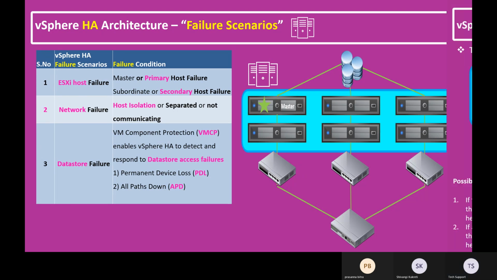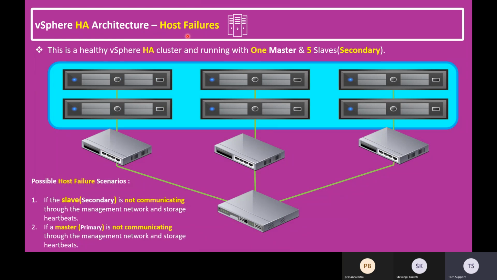Okay. See, vSphere HA architecture, host failure scenario. Within the host failure scenario, there are two possibilities. If the slave or secondary, any name you can use, is not communicating through the management network and storage heartbeat, that is one scenario. Normally within an HCI architecture, we always have one master, so one master and the remaining five are secondary hosts. So there is a chance that any one of the secondary hosts is not communicating. And another scenario is the primary host is not communicating through the management network and storage heartbeats. This is the chance. Okay.